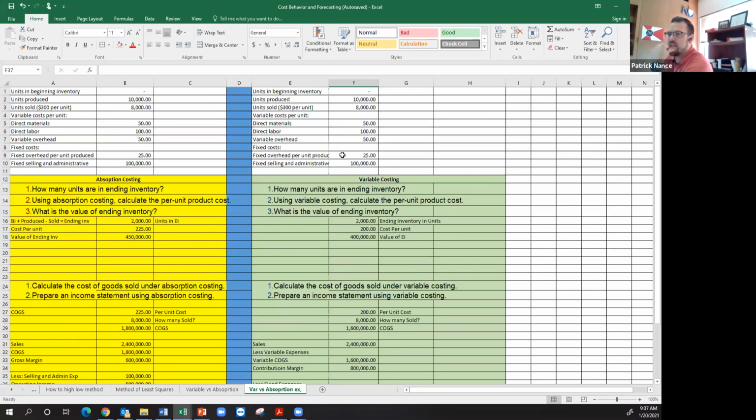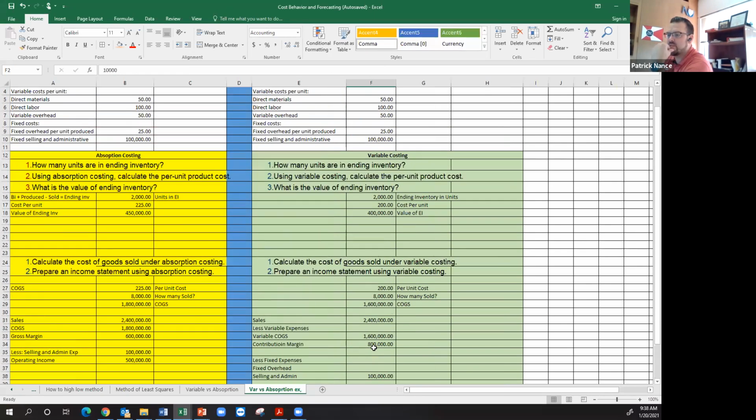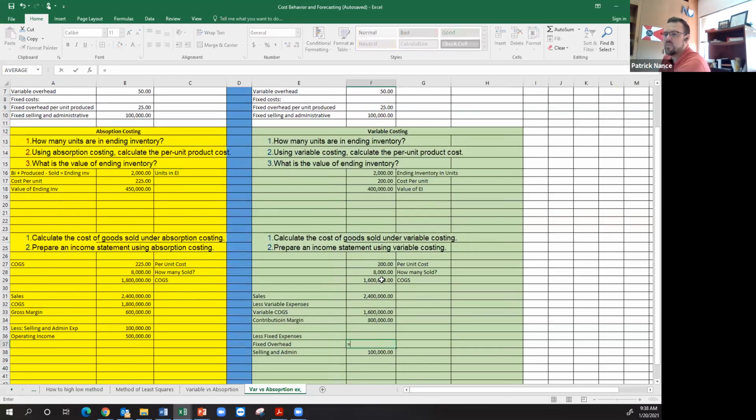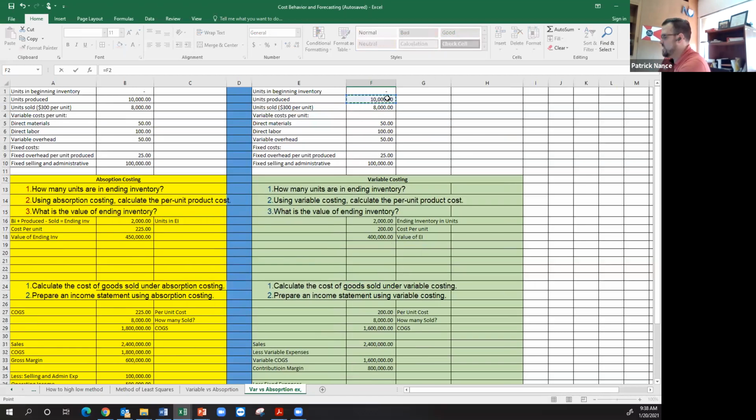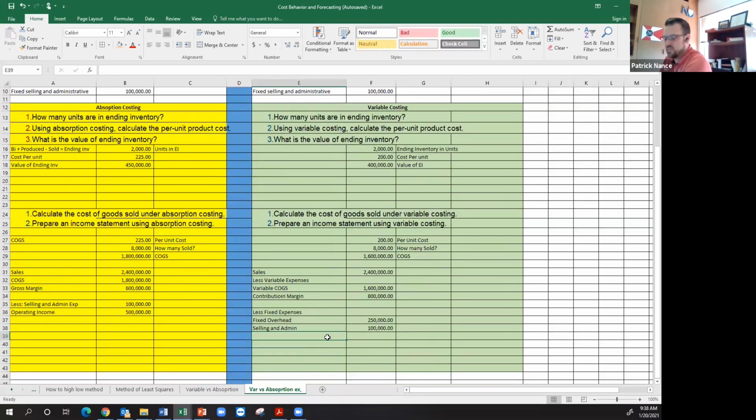So what I know is that fixed overhead was, and it specifically says fixed overhead is $25 per unit produced. It doesn't say per unit sold, per unit produced. So how many did I produce? I produced 10,000. So my fixed cost in total is 10,000 because I produced 10,000 units times 25. So 250,000.